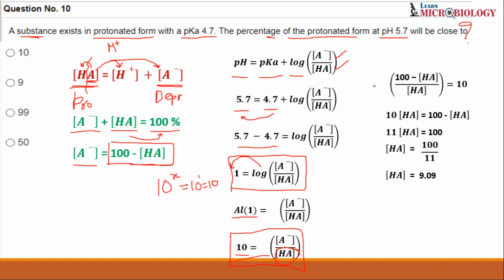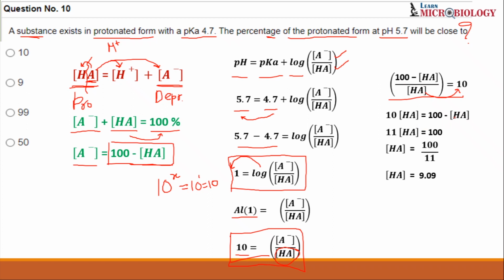Over here, instead of A minus we will write 100 minus HA, divided by HA over here, and we know the value is equal to 10. So this is the equation which we have got. Now how to solve this? We will take this HA to here, it will become multiplied. So 10 into HA will be equal to 100 minus HA.